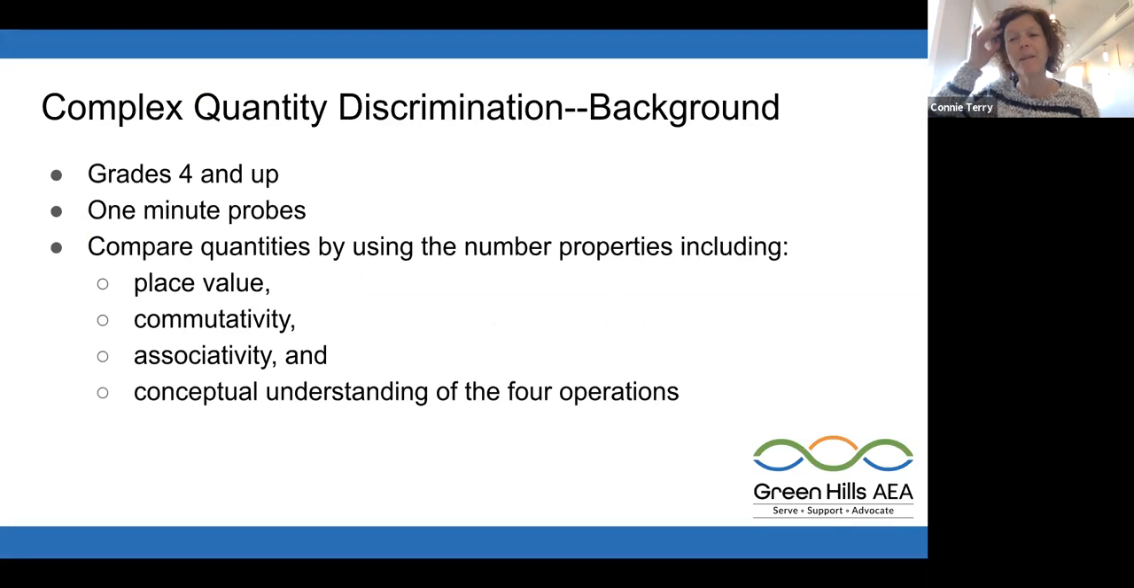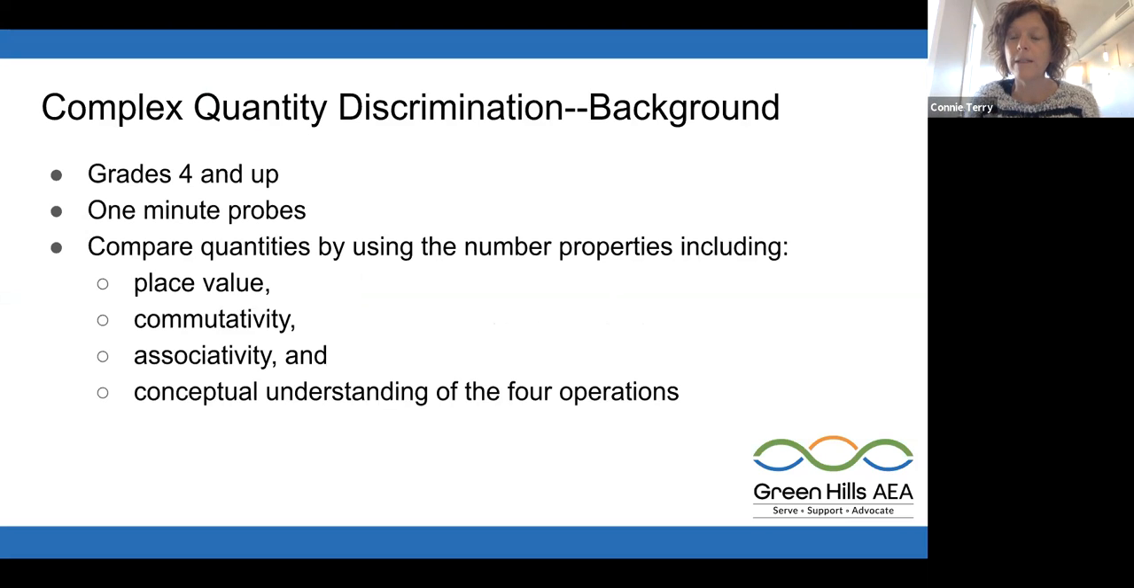So today, the probe that I'm going to describe is called complex quantity discrimination. It was created by Dr. Ann Fagan, right up the road in Ames, Iowa. She is a professor that studies progress monitoring, best practice in progress monitoring in mathematics specifically.